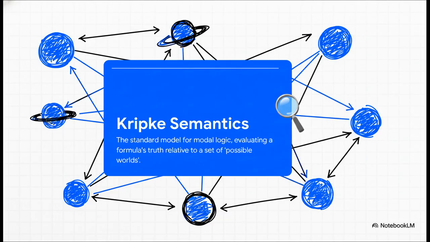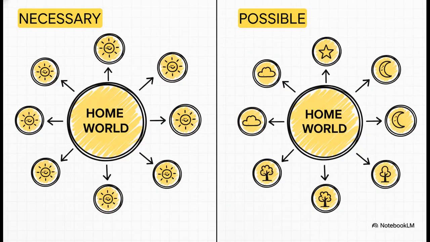The main idea is that to figure out if something's true, we shouldn't just look at our own world in isolation. Instead, we should evaluate it across a whole network of related possible worlds. So here's the best way to wrap your head around it. Just imagine a huge web of parallel universes. Something is necessary if it's true not just here, but in every single universe you can get to from our own. And something is possible if it's true in at least one of those other universes.